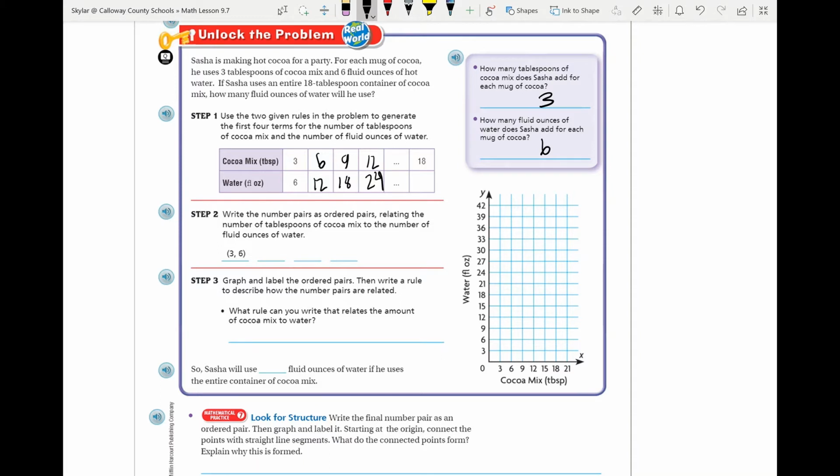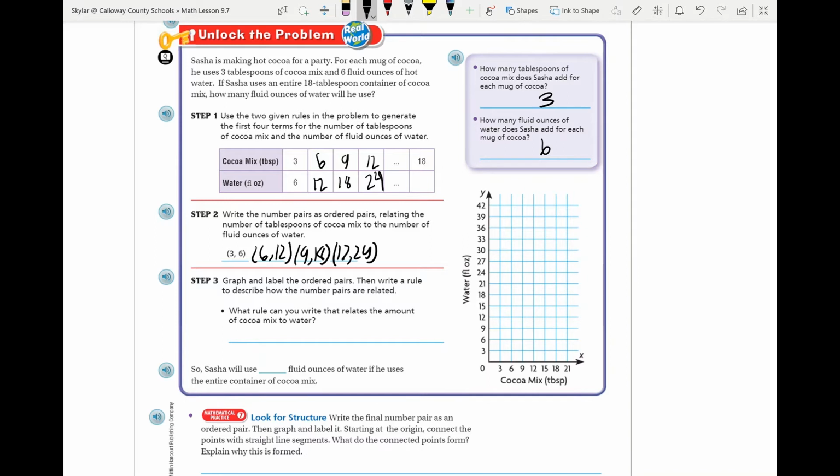And that is going to give us our ordered pairs. We see down here at the table that our x-axis is going to be cocoa mix and our y-axis is going to be our water. So we can go ahead and fill those in. We are going to be working with 6, 12, 9, 18, and 12, 24. And we have one more that we need to figure out: how much water there's going to be if we use 18 tablespoons of the chocolate mix.